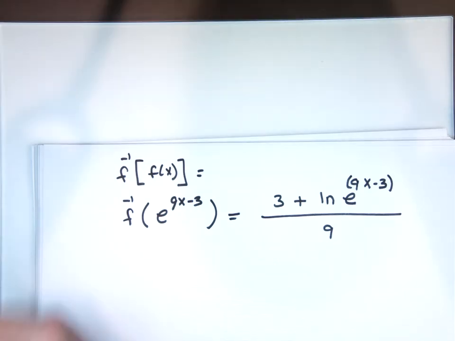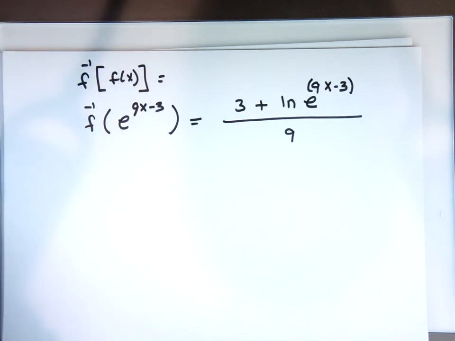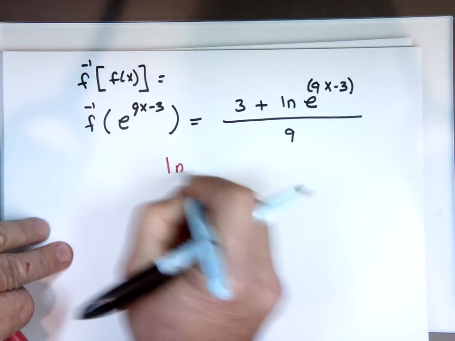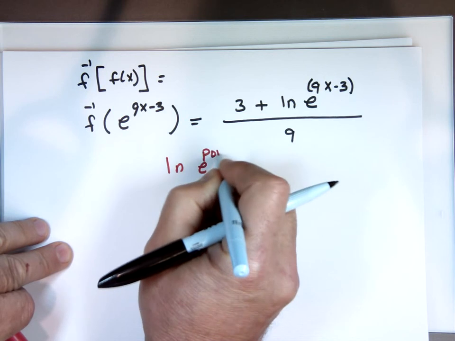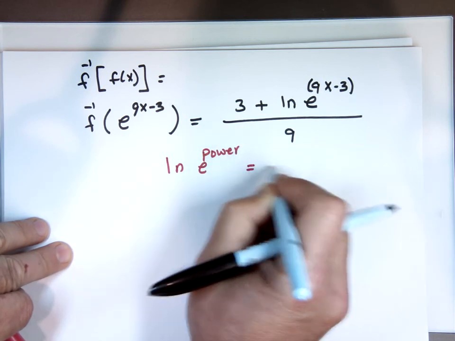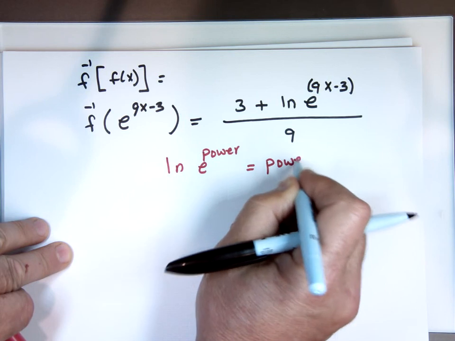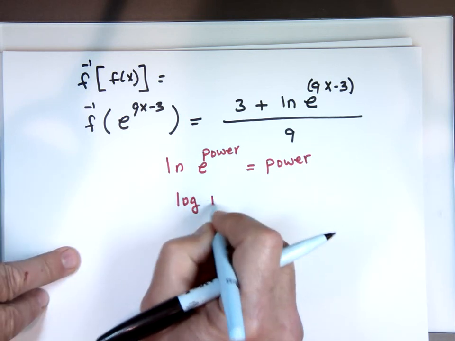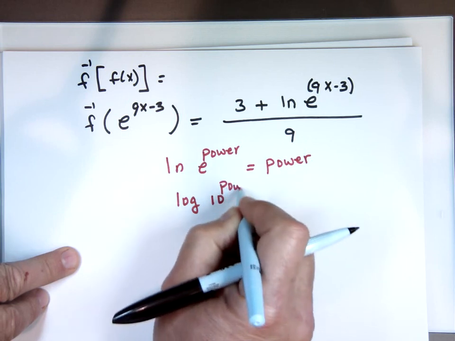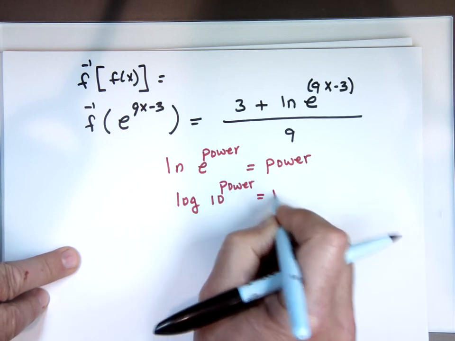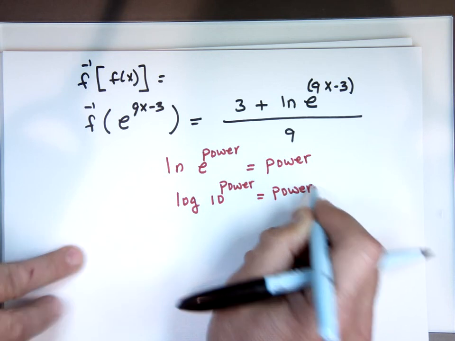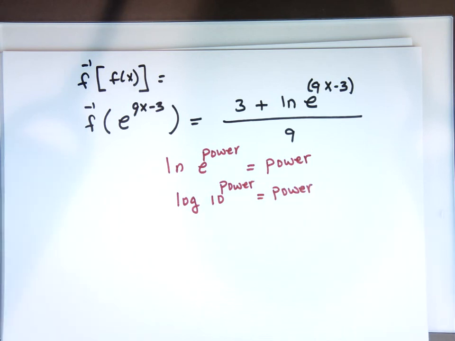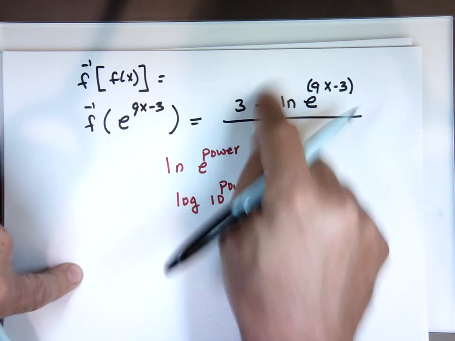A shortcut for the future, when you see it, you don't have to derive it. The natural log of e to any power is always going to equal the power. Always. The common log of 10 to any power is always going to equal the power. So if you remember these two, you can save yourself a few steps instead of trying to derive that.